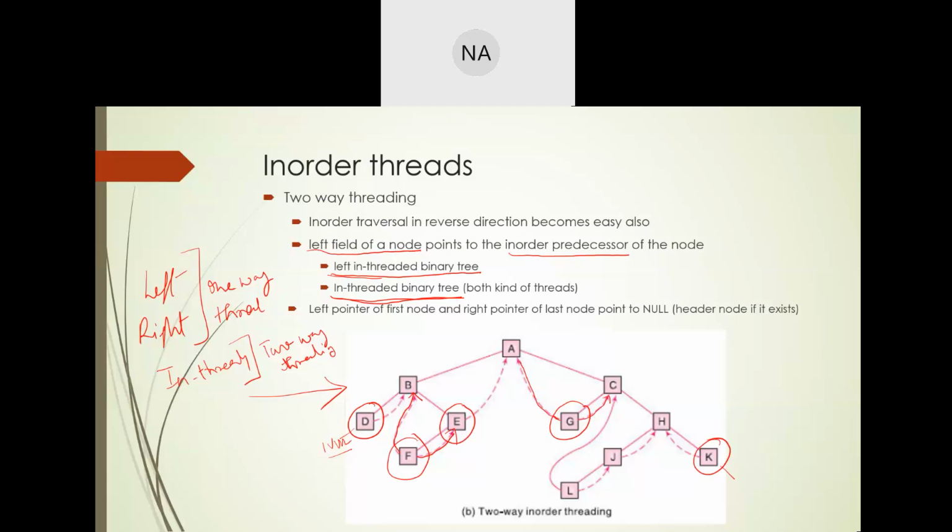So if you have already stored the in-order threads, either left or right, then writing the algorithm becomes very easy for the in-order traversal. So that is the use of the in-order threads. In fact, you may avoid the use of the stack if your binary tree is an in-order threaded binary tree. And if there are no in-order threads, then you must explicitly use the stack for keeping the exact order of the traversals of the nodes.